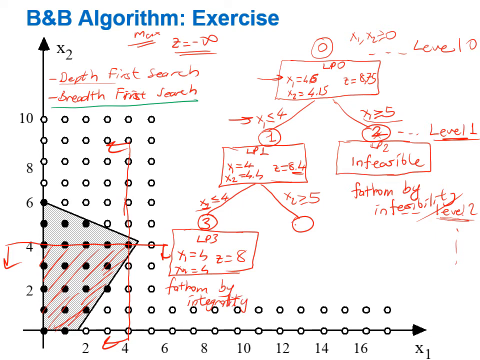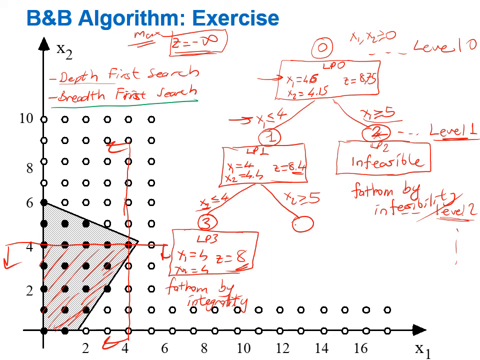And when we fathom by integrality, or sometimes we call it optimality, we need to check what was the previous integer solution that we know. It was minus infinity, which means that we haven't got any integer solution yet. We don't know any. And now in this one, we have an integer solution, and the objective function value of this integer solution is 8, which is better than minus infinity. So it means that I am going to update this value.